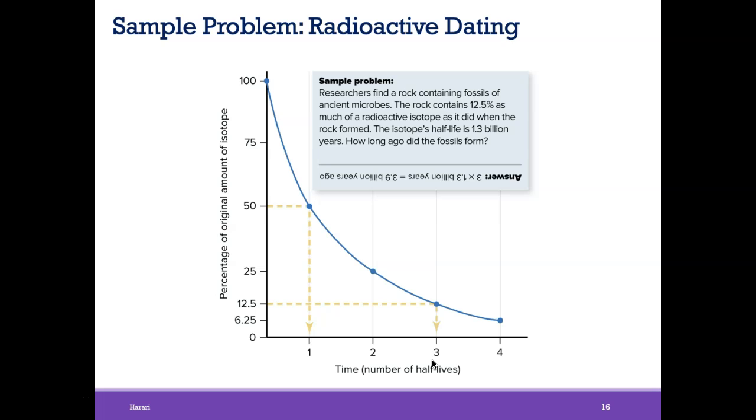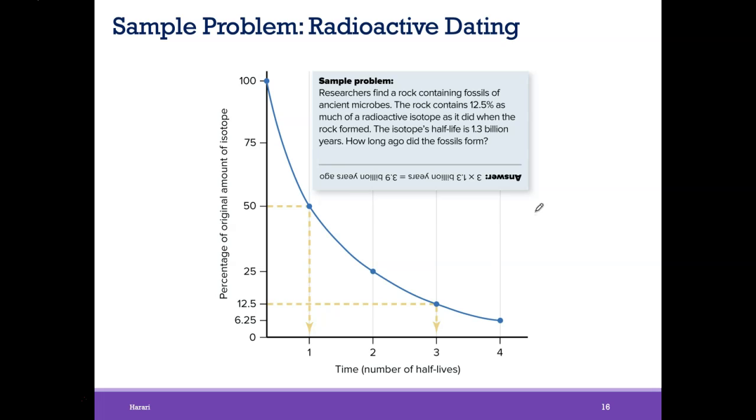So let's do a sample problem together. Researchers find a rock containing fossils of ancient microbes. The rock contains 12.5% as much of the radioactive isotope as it did when the rock was formed. If the isotope's half-life is 1.3 billion years, how long ago did the fossil form? So pause here, don't look at the answer, and try to use that equation that we just figured out to figure out how long ago the fossil formed.